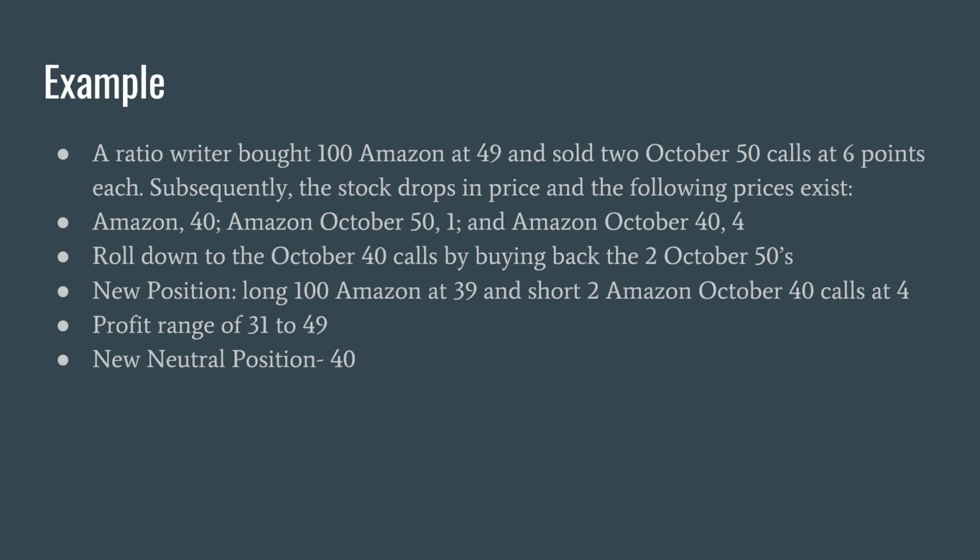A ratio writer bought 100 Amazon at 49 and sold 2 October 50 calls at 6 points each. Subsequently, the stock drops in price and the following prices exist. Amazon at 40, Amazon October 50 calls at 1, and Amazon October 40 calls at 4.